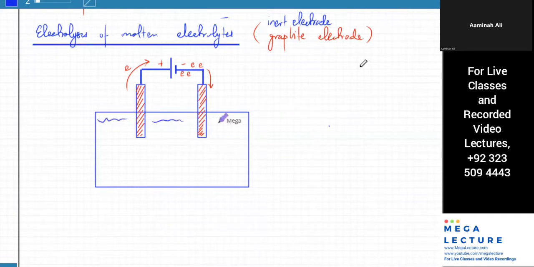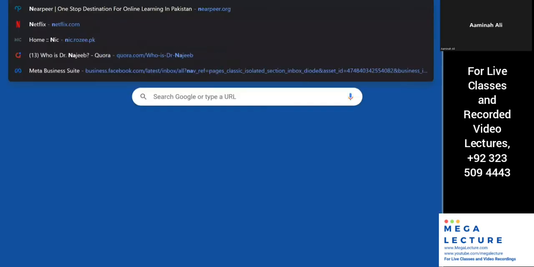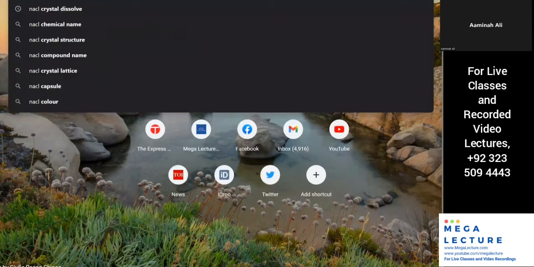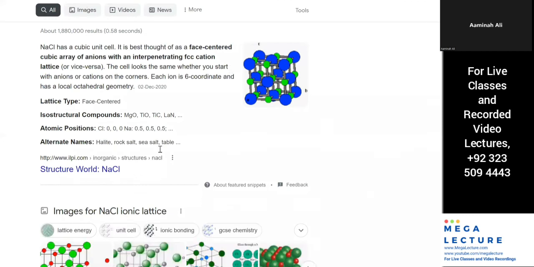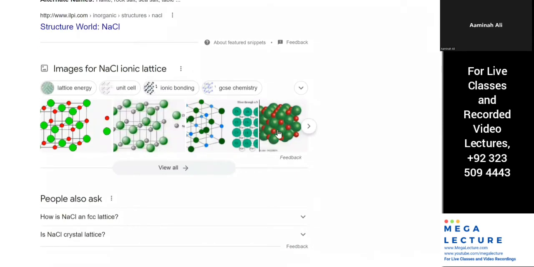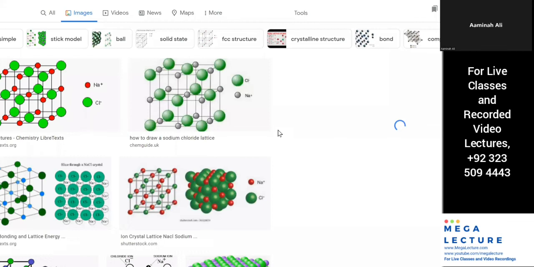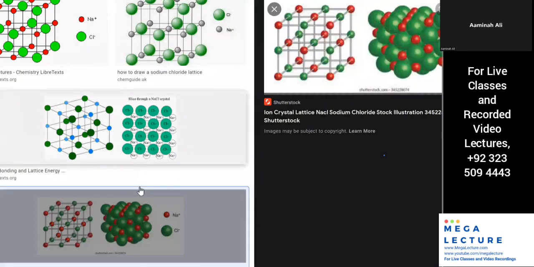Now, what if you've got molten NaCl? NaCl is your typical ionic compound. NaCl looks like this. It's an ionic lattice, so it's a bunch of positive and negative ions.